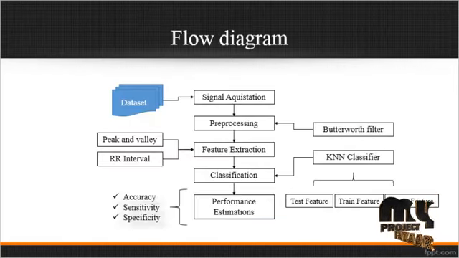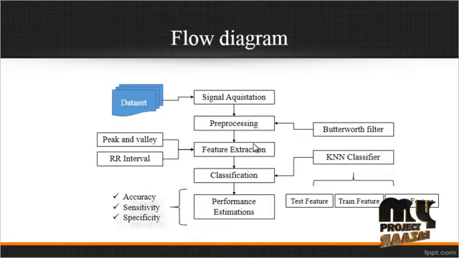This is the overall flow diagram for the process. At first, the signal acquisition is done. Signal acquisition is nothing but getting the input signal from the dataset. After getting the input signal from the dataset folder, the pre-processing is carried out. In this pre-processing module, the Butterworth filter is applied to remove the noises present in the signals. After the pre-processing, the noise-free signal comes out.